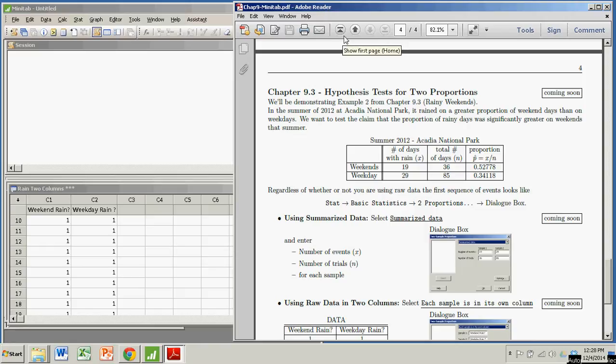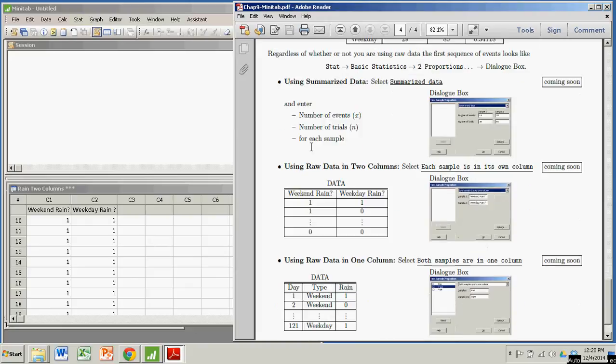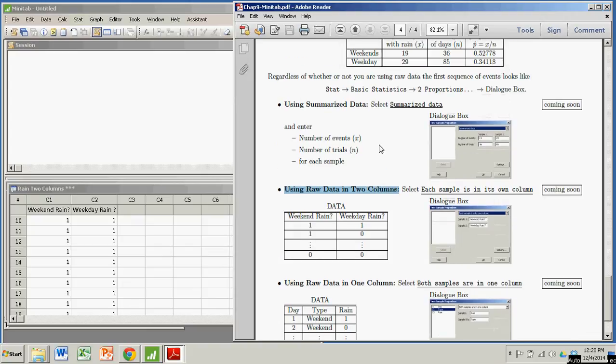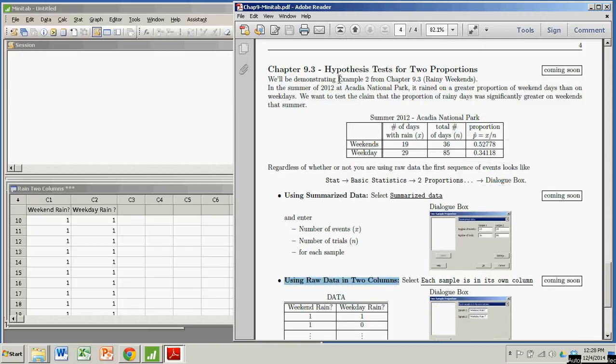Hi there. In this demonstration, we're going to see how to conduct a hypothesis test for a difference in two proportions using Minitab. In this particular case, we're going to import our data in the form of raw data using two columns. We're not going to just enter the number of successes and the number of trials in the form of summarized data. We're actually going to input the data in terms of two columns. We're going to speak about this in the context of example 2 from chapter 9.3.